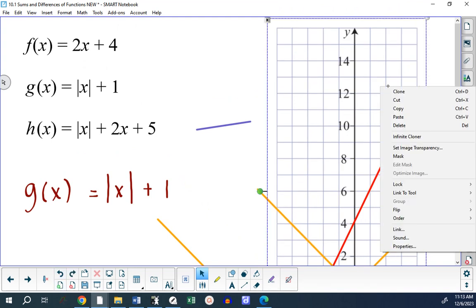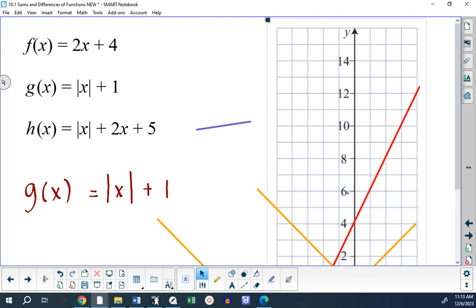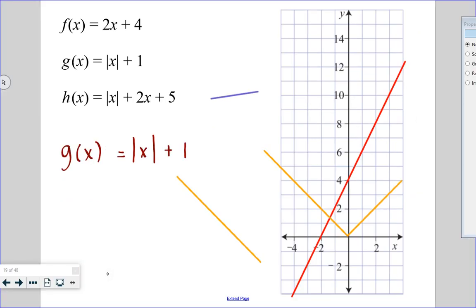Because I don't want us to get bogged down in the details of each of these graphs. That's not what's important. So this is shifted up 1. And again, I would like you to do your level best to sketch this as perfectly as you can so that it's going through the proper points.